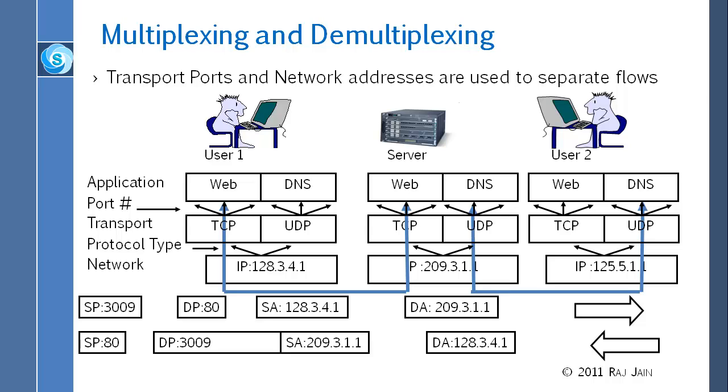Right? When the response comes back from the web server, it says it is going from 209 to 128. I am coming from port 80 and I am going to port 309. So there is no confusion as to which application is going to get it. This TCP module is used by all the applications. Right? There could be, for example, 5 web sessions going on. You could be having Internet Explorer, you could be having Firefox, you could be having everything, right? They're all talking to port 80 here.